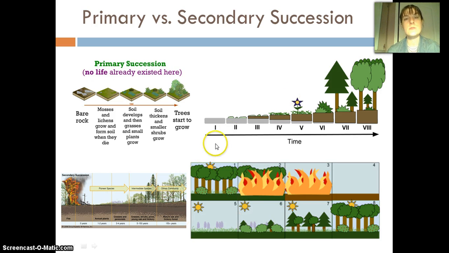These bottom two images represent secondary succession. These both represent fire, though there's many different types of secondary succession. This is just the example I found. So if we look at a fire, it is going to destroy or get rid of an already established system. Then once that has been destroyed, everything except for the soil has been destroyed. Everything else can start to come back in. That process is secondary succession.